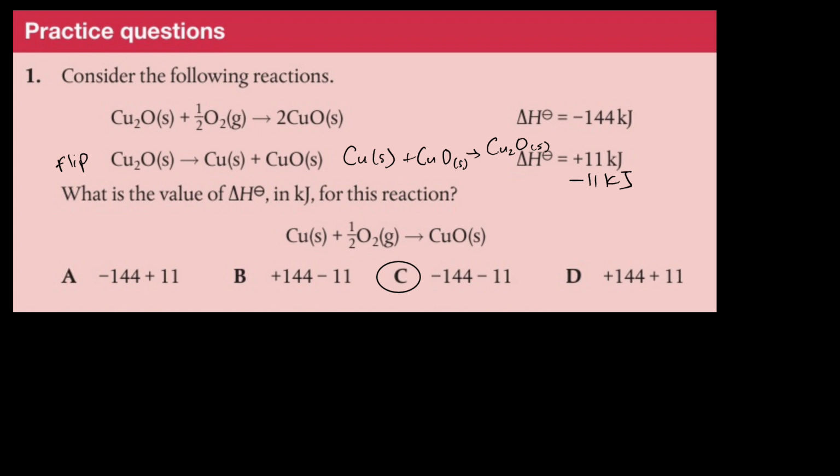And then up here in the top equation, we can go ahead and see if everything cancels out and we have what we want. Our copper 1 oxide is going to cancel out completely. Our copper 2 oxide is going to cancel, so now we have only 1 on the right, and now that gives us our final equation below. So all we had to do was combine these two enthalpies. So we have negative 144 plus negative 11, which also is signified by negative 144 minus 11. So C would be your answer.